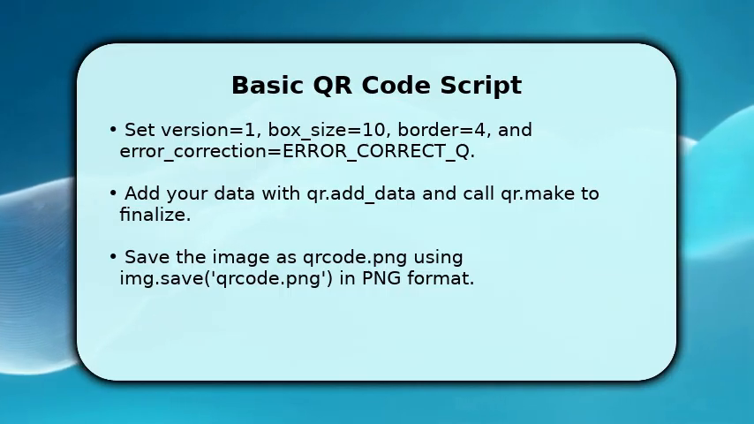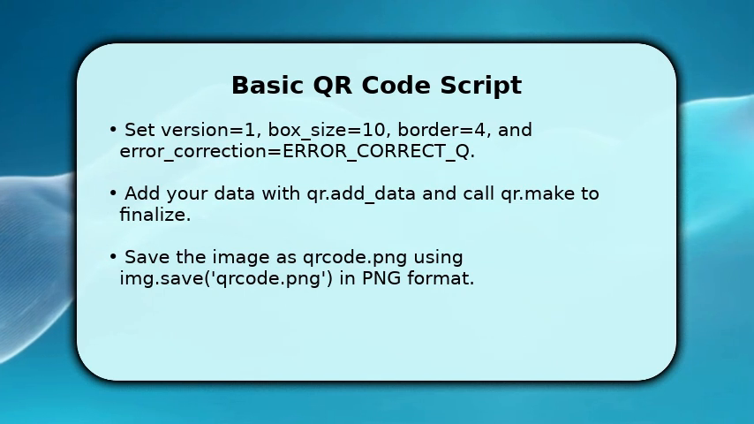Generate an image with img equals qr.make_image, fill_color equals black, back_color equals white. Save the result with img.save.